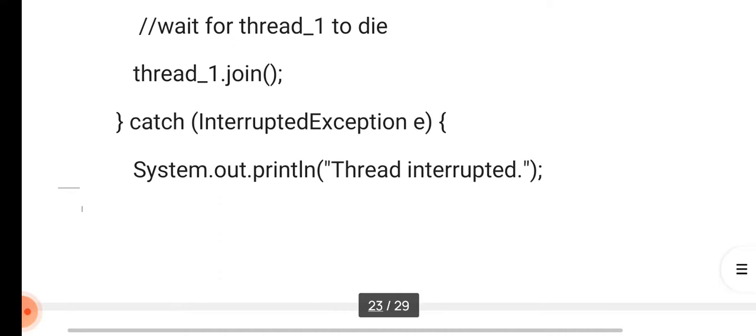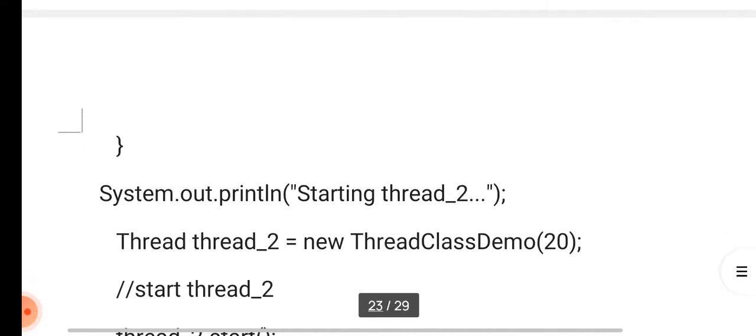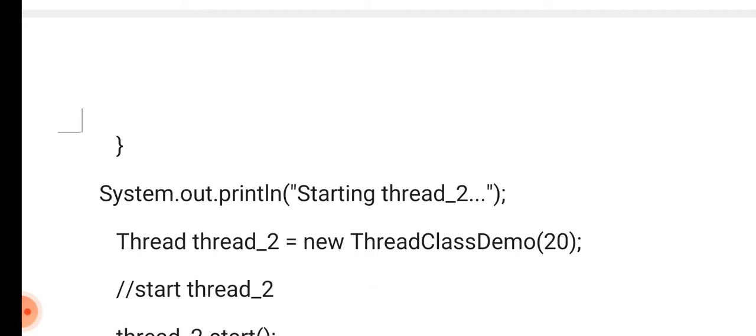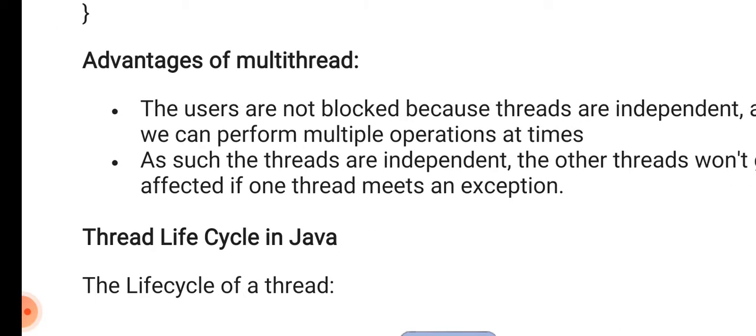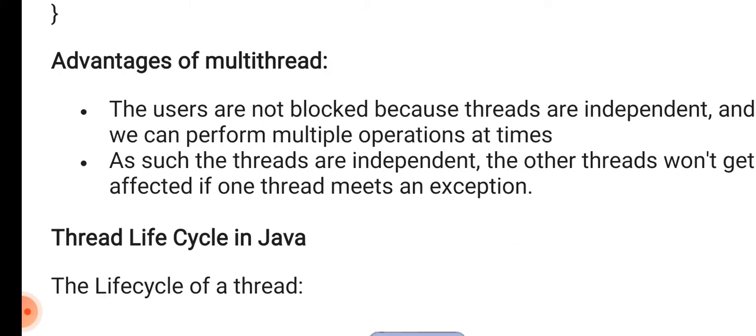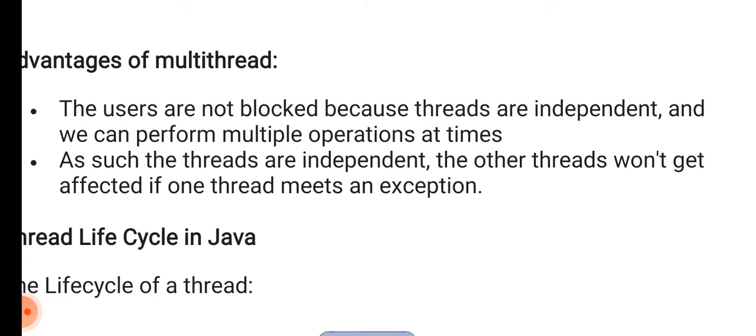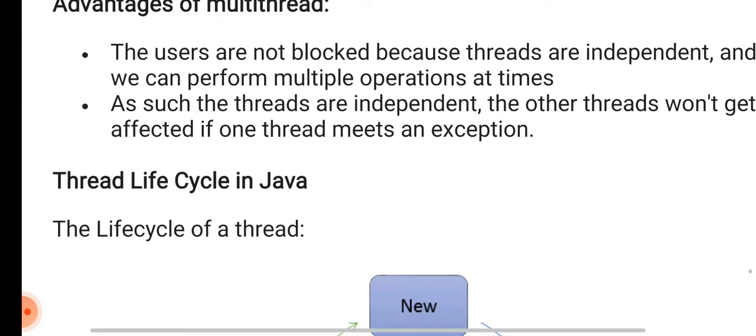After the first thread is executed, the second thread will be executed 20 times. The threads will be executed simultaneously. First thread1 will be started, then thread2 will be started. Simultaneously both the threads will be executed. Advantages of multithreading: the user is not blocked because threads are independent and we can perform multiple operations at a time. As such, the threads are independent, so the other threads won't get affected if one thread meets an exception.